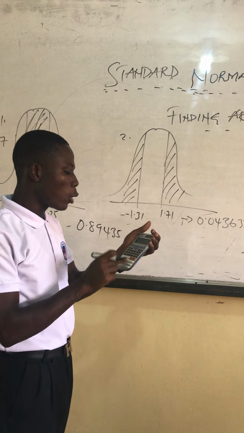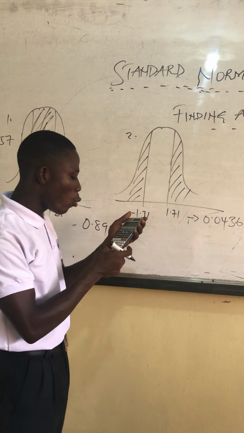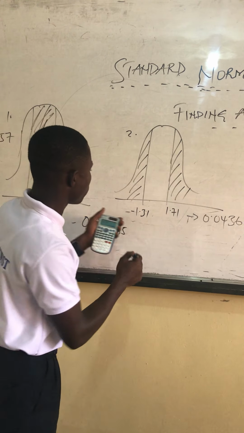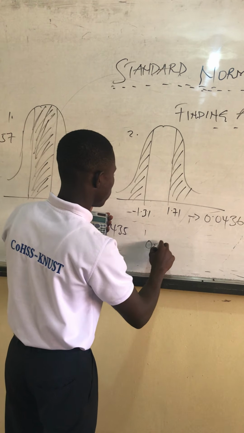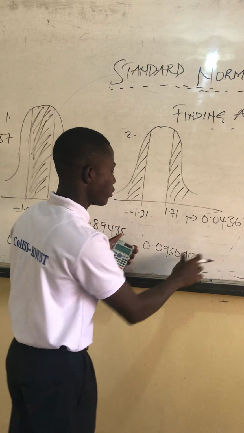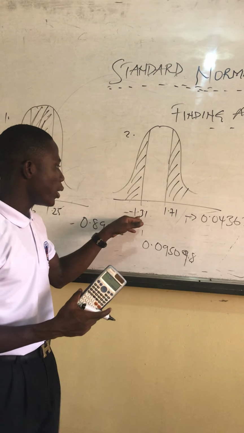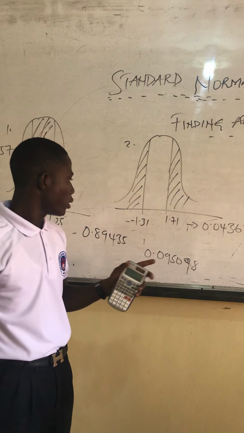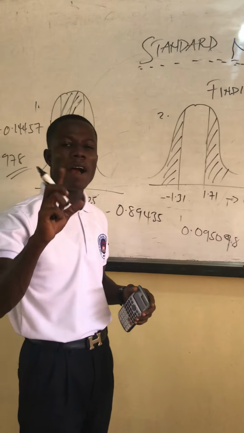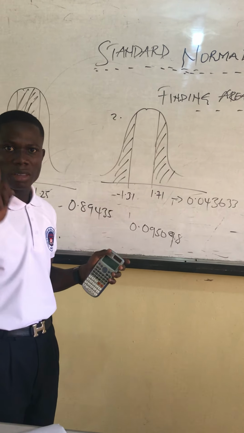With the calculator, on my left I will use P. P of negative 1.31 on the calculator is 0.095098. And I always say that we only have one answer for z. Here we have two z's, so we have to make sure that our z becomes 1.